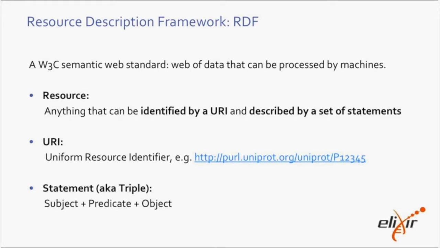Now, within RDF, a resource is anything that can be identified by a URI, and there's an example URI on this slide for a protein from UniProt. Okay, and RDF is composed of triples. These are a very, very simple data model in which we make statements about subjects and objects by linking them with predicates. Okay.